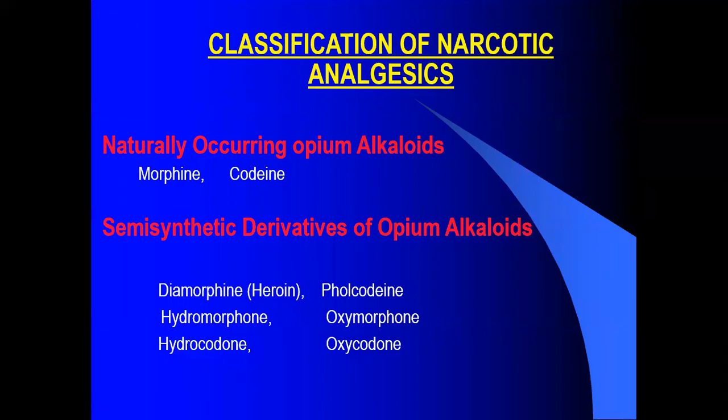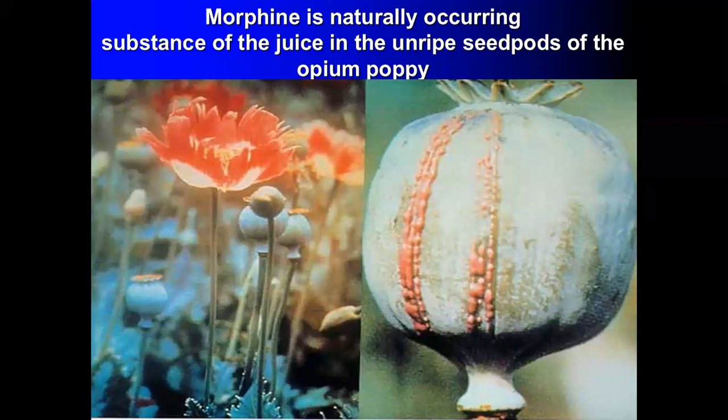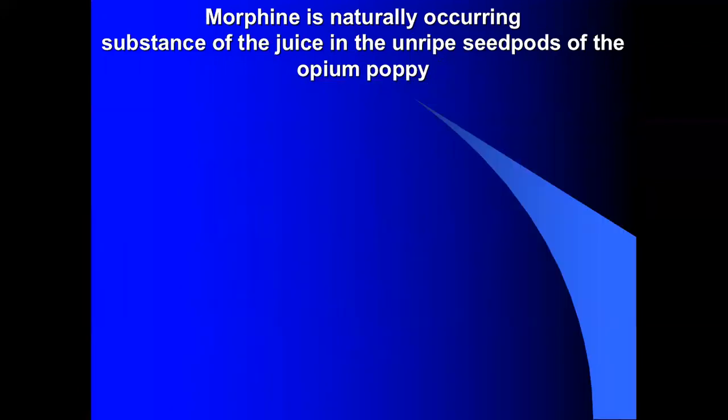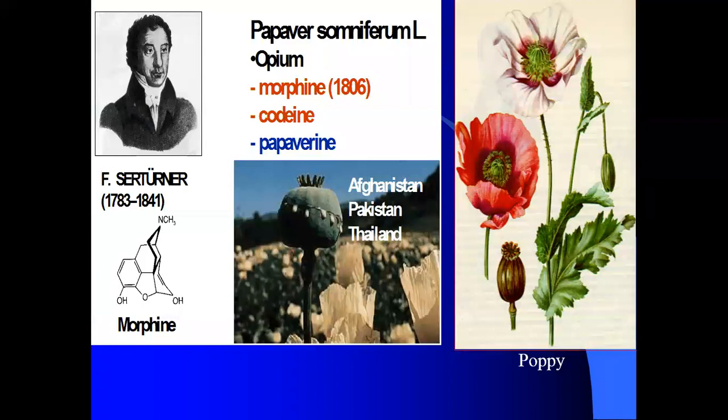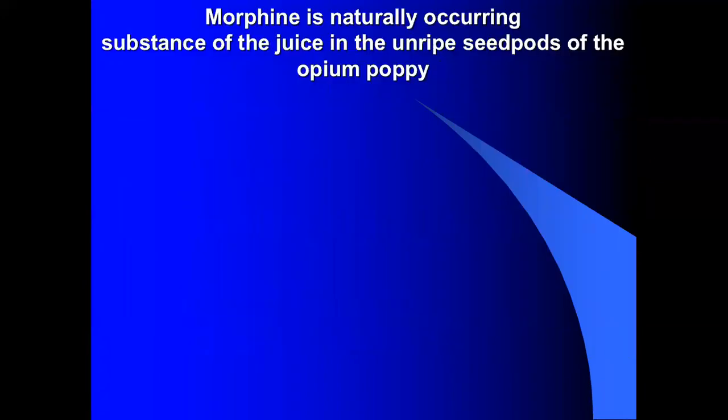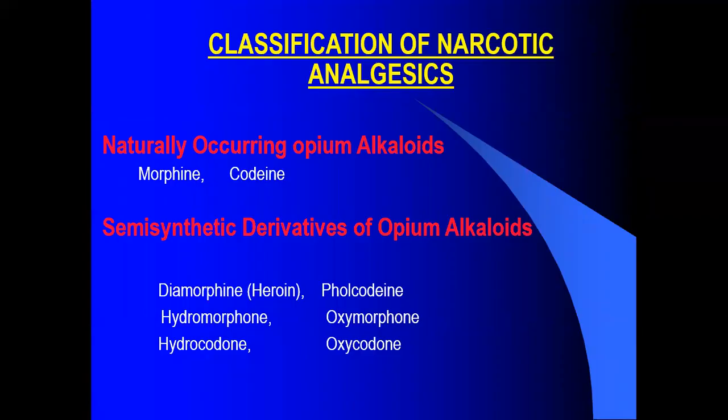Now, classification of narcotic analgesics. These are naturally occurring opium alkaloids, as I've shown you here, because they are taken up directly from the plant, which has been cultivated mostly in Afghanistan, Pakistan, and Thailand. Naturally occurring opium alkaloids are morphine and codeine. Semi-synthetic derivatives of opium alkaloids are diamorphine, which we call heroin, pholcodine, hydromorphone, hydrocodone, oxymorphone, and oxycodone.